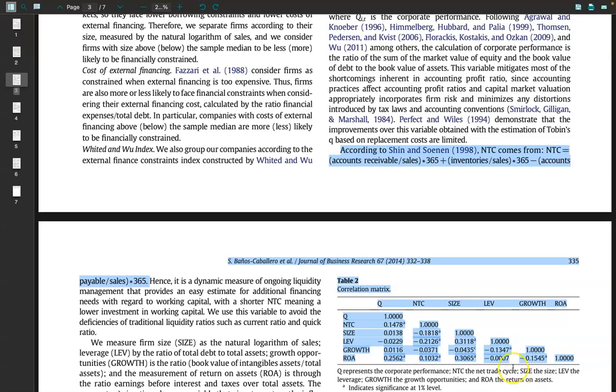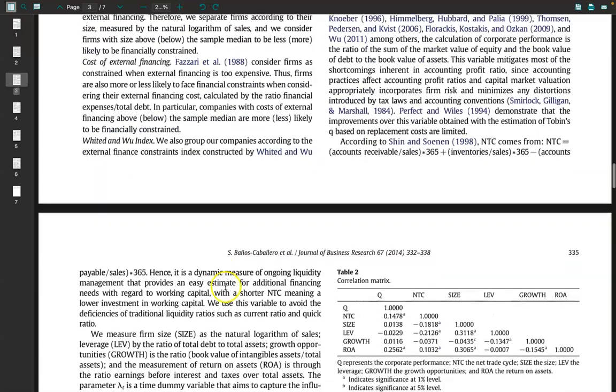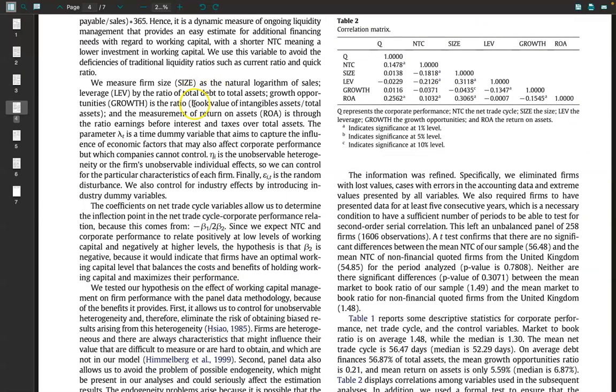Now let's revisit. So the other one is NTC squared. So if you just take the square of NTC, we'll do that. Okay, now the size is here. Size was measured with natural logarithm of the total assets, which we downloaded already. Now the total debt divided by total assets is the leverage. We already downloaded that one as well. Now we can work with the growth and ROA. Now the growth is the book value of the intangibles to total assets.